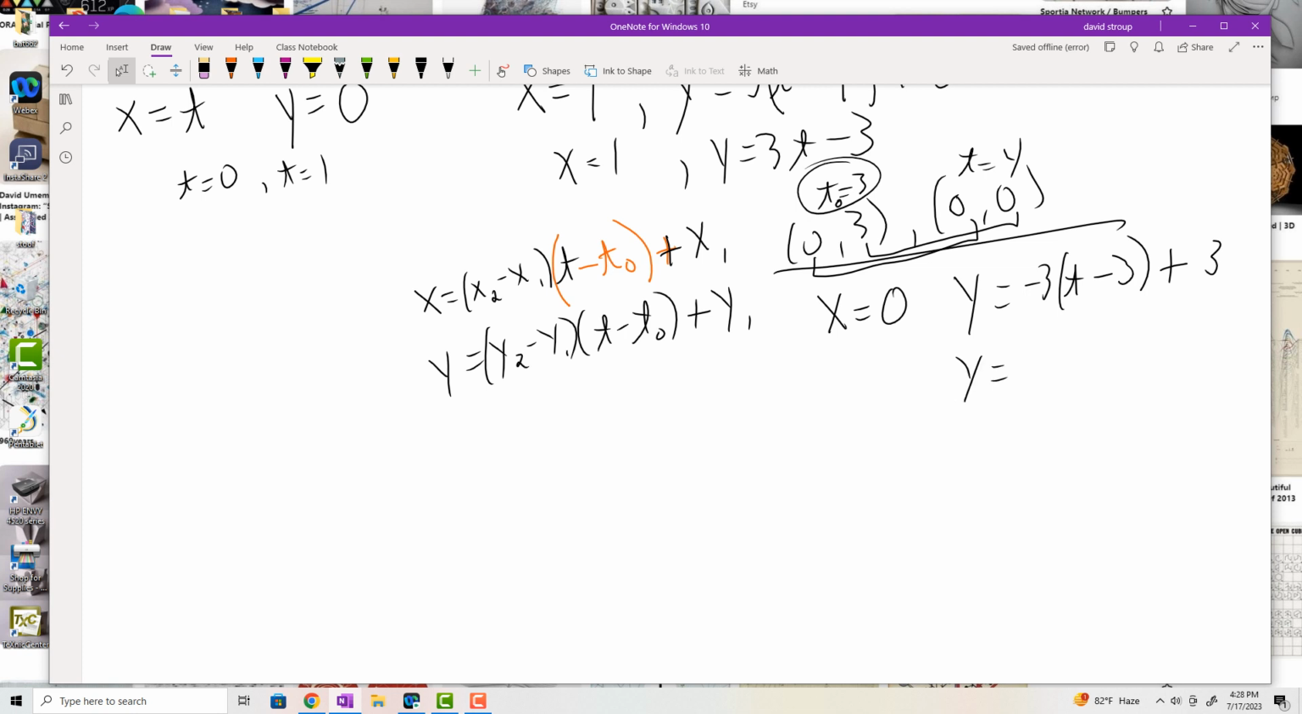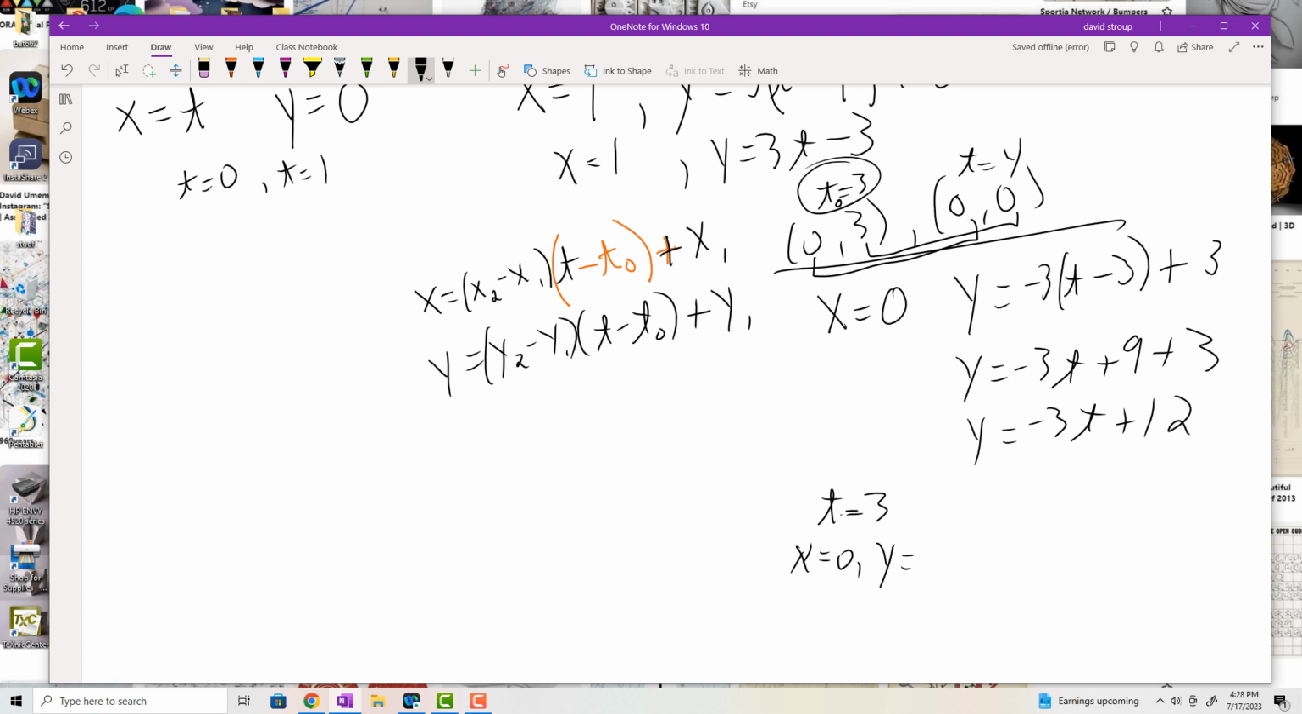So I'd get y equals negative 3t plus 9 plus 3. So y equals negative 3t plus 12. Check it. So when t is equal to 3, I'll get x equaling 0 automatically, and then y will equal negative 9 plus 12, which is 3. And then when t equals 4, x is automatically 0. Negative 3 times 4, sorry, negative 3 times 4 is negative 12, plus 12 is 0 for y.